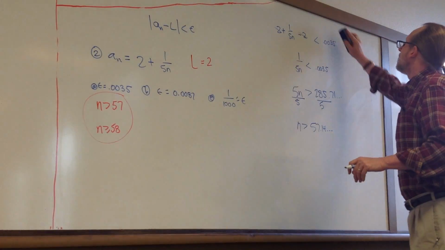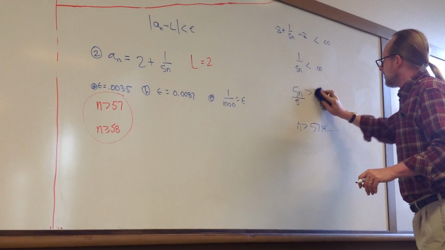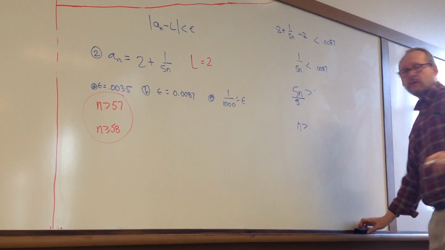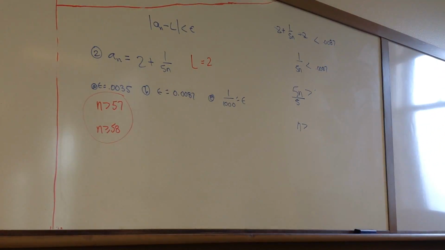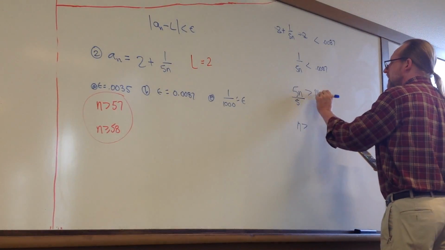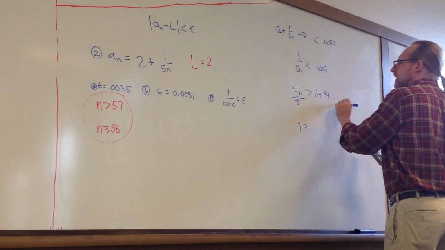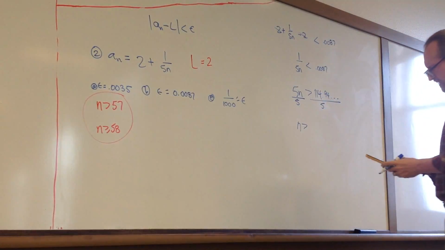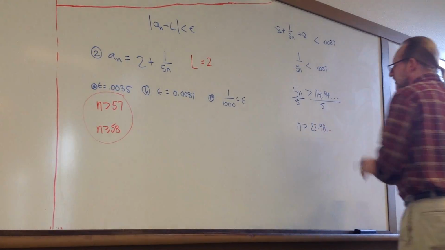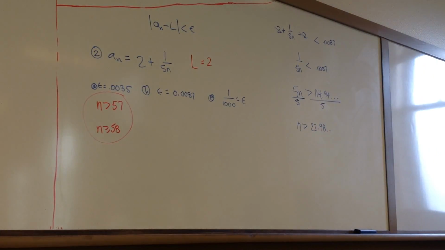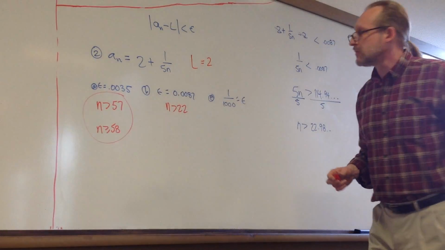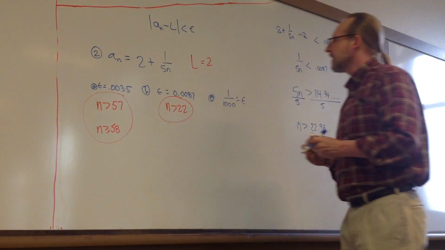Well, let's go back and make this 0.0087. And then we'll take the reciprocal. And that's 114.94... And then we're going to divide that by 5. 22.98 and so on. So n greater than 22, you can call it n greater than or equal to 23. It's the same thing. Okay.